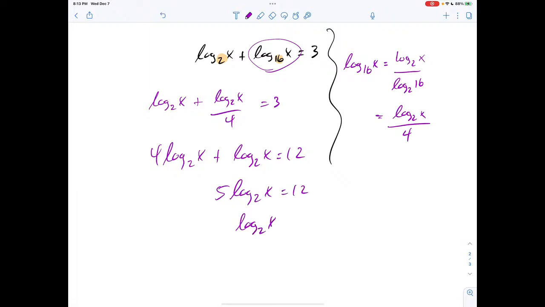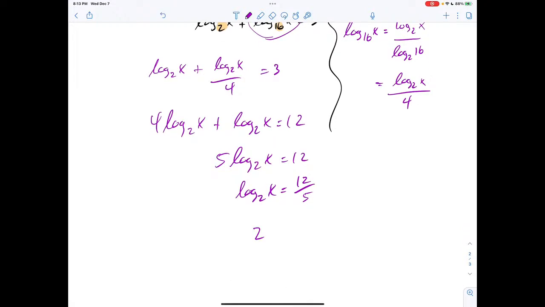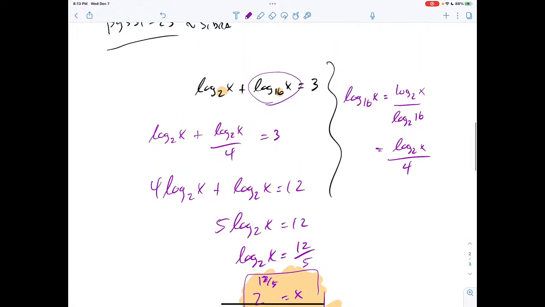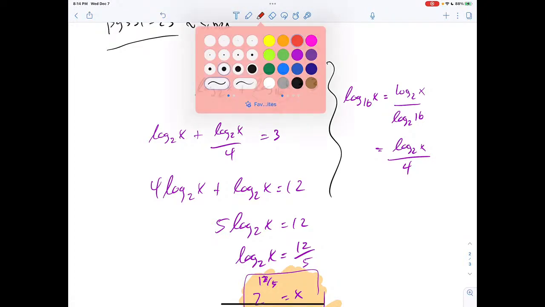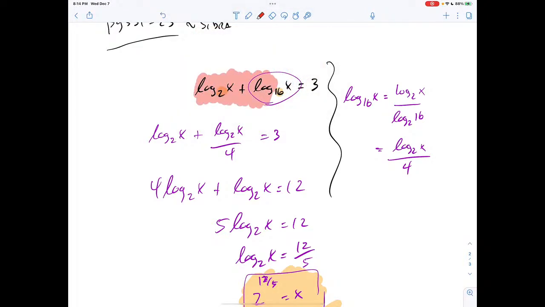I just made this question up, so the numbers are a little messy, but they're not too bad. Right? So I collected like terms, divided through by 5, and then I can go to exponential form. So it'd be 2 to the power of 12 over 5 is x. And that would be your answer. So that would be an example of using your change of base formula in a question, if this was the original question right here.